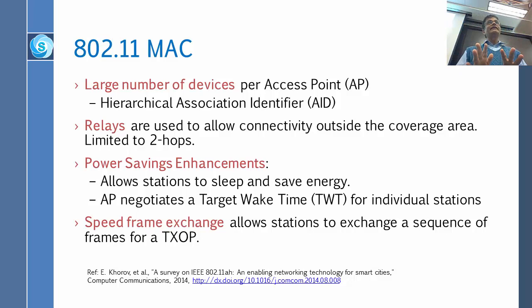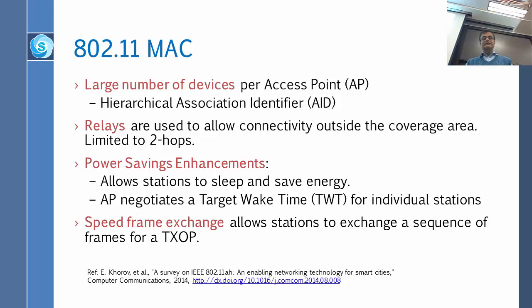So in 11ah, people wanted more, since 2000 is too small. We might have sensors with meters or whatever we want to read, more than 2000. So they need to do some kind of hierarchical identifier, which I will explain in the next slides.